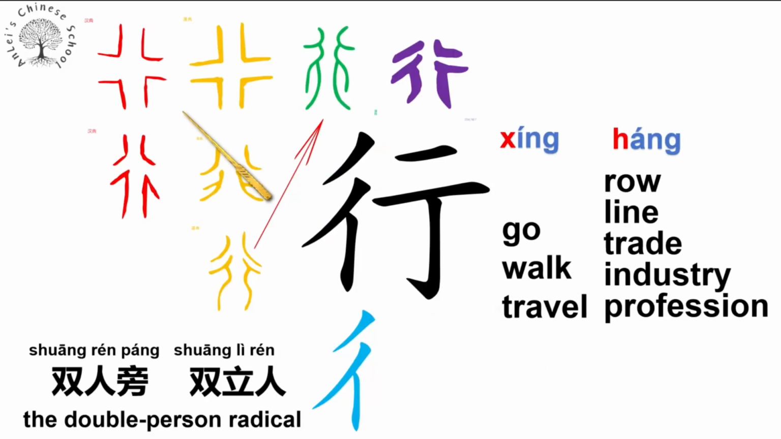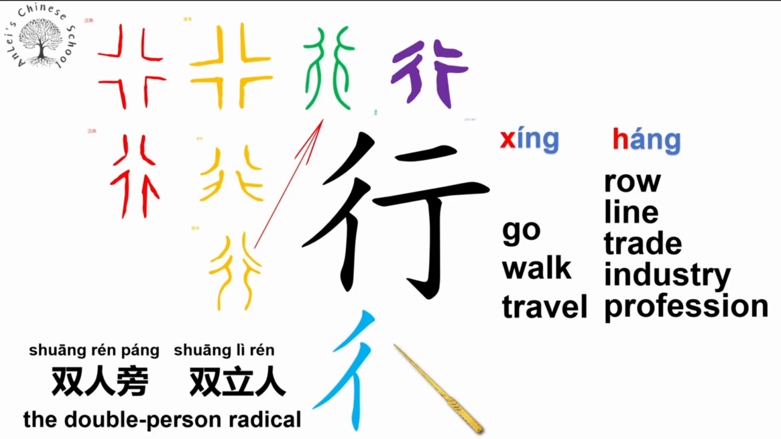Oracle bone inscription and bronze inscription: one kind of writing looks like a crossroad. The second writing is like two persons standing on the road. Xiaozhuan script has come from the third writing of the bronze inscription. The purple color writing is the Qin period bamboo and wooden slips, and that's the origin of today's writing. This character has two pronunciations. One is xing, which means go, walk, travel. It also means okay, good. When pronounced hang, it means row, line, trade, industry, profession.